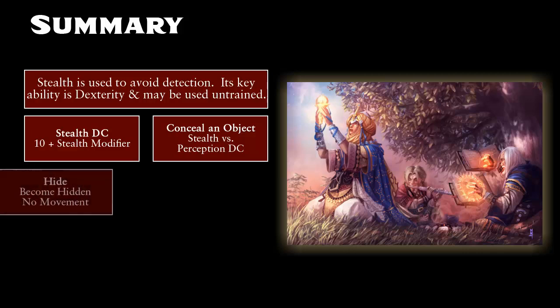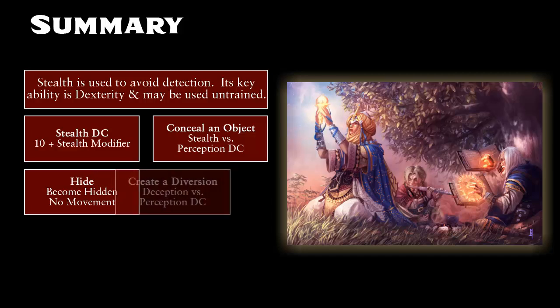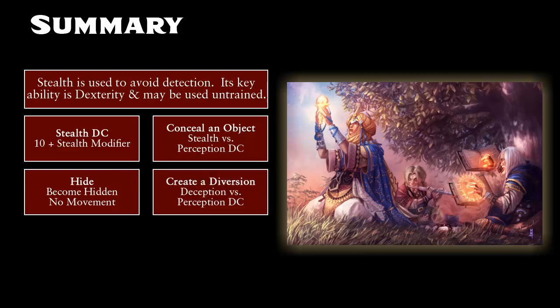The second stealth action is Hide, and this is for when you want to lower your detection state from observed to hidden. You must have cover or concealment to hide, and your stealth check is challenged by the perception DCs of anyone observing you. If successful, you become hidden, but do not move from your space as part of the action. Another way to lower your detection from observed to hidden is by creating a diversion with the Deception skill. In this case, you roll Deception contested by the perception DCs of others, and if successful, you become hidden until the end of your current turn.